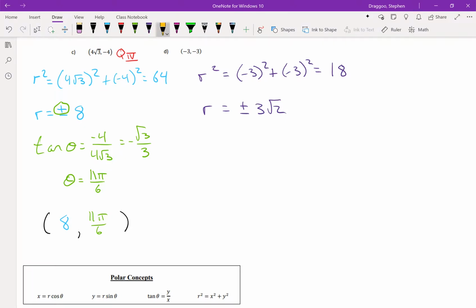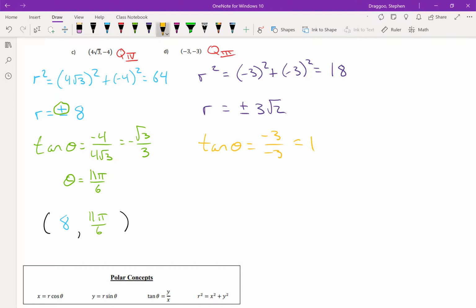So we'll look at our choices for theta. Tangent of theta is equal to negative 3 over negative 3, which is 1. So theta, I get a couple of options. I could either go with pi over 4 in the 1st quadrant or 5 pi over 4 in the 3rd quadrant. So if we come back and look at our original xy point, both x and y are negative, which means we're in quadrant 3.